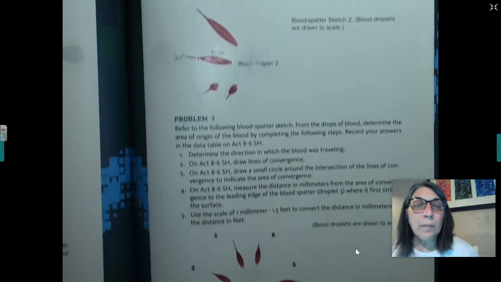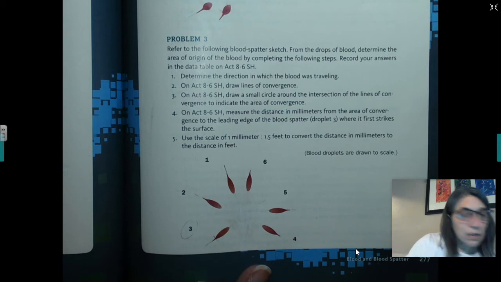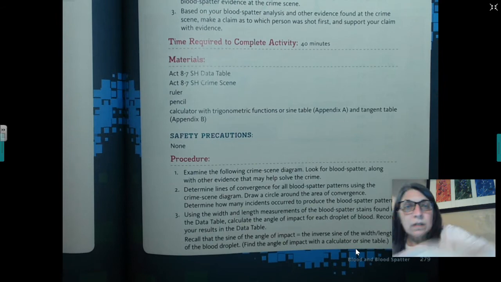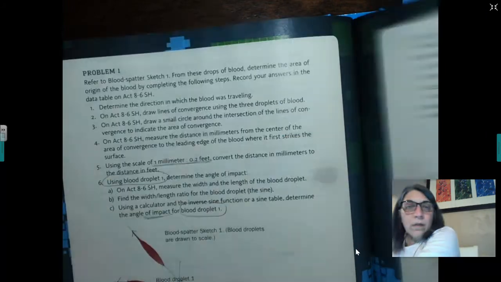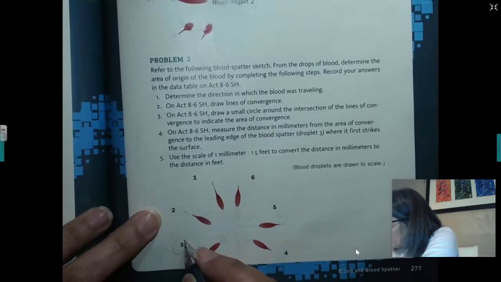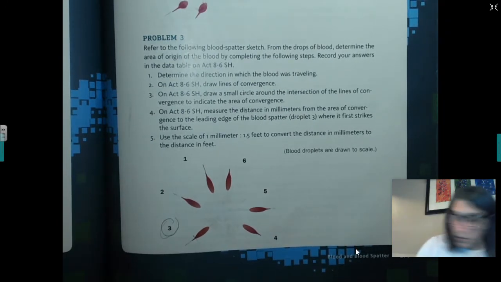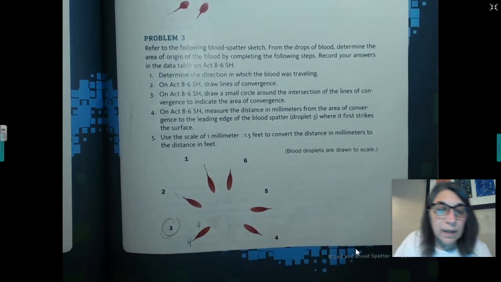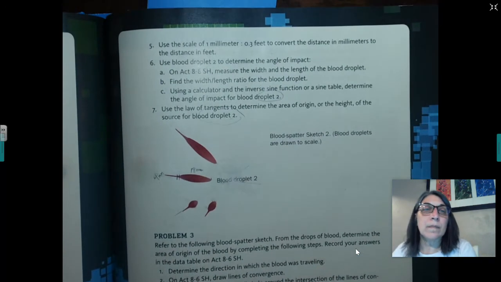And then I'll go ahead and help you out on problem number 3. Which one do you need to use? What's it tell you to use? When you go on to the next page, it tells you to use blood droplet number 3. Okay, so let me go ahead and, blood droplet number 3 is right here. And I'll go ahead and tell you what the distance, the width and the length should be. 4 as your width and 9 as your length. So if you just use those numbers, then you should be okay in solving number 2 and number 3 on your own.